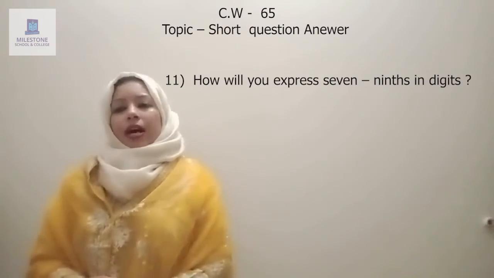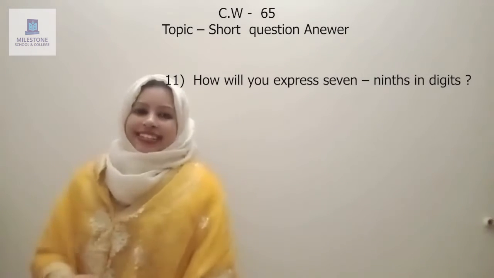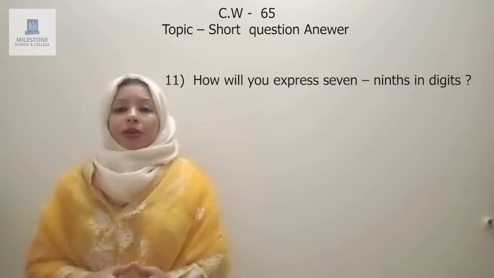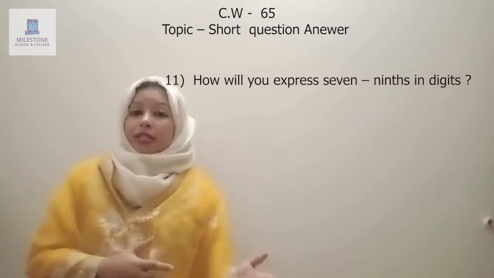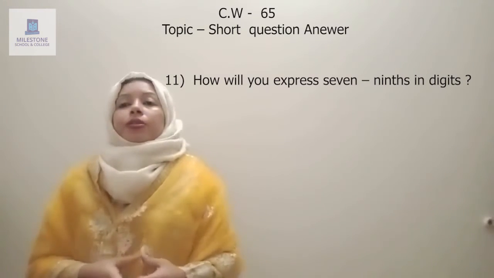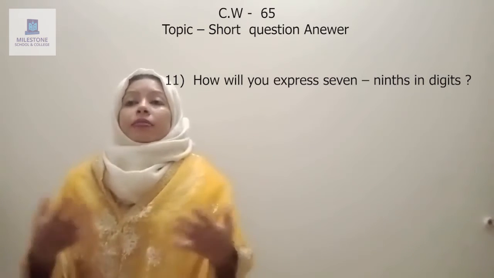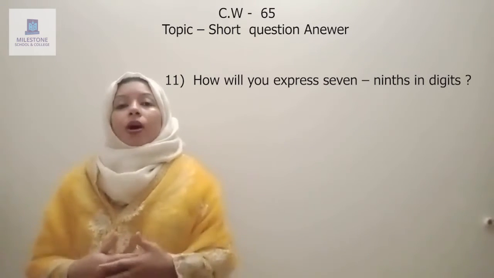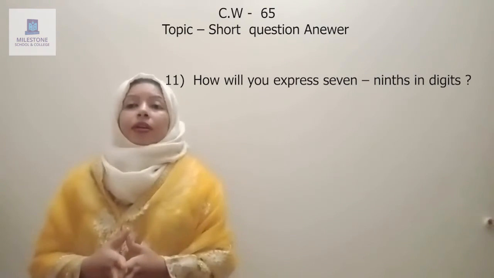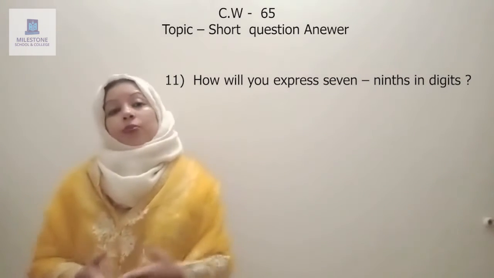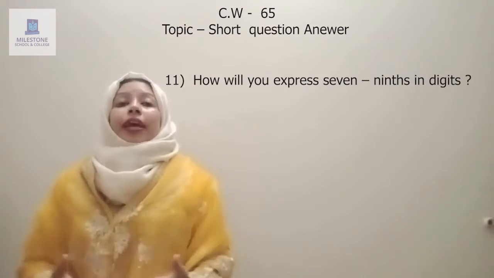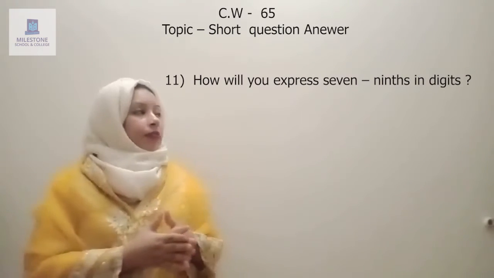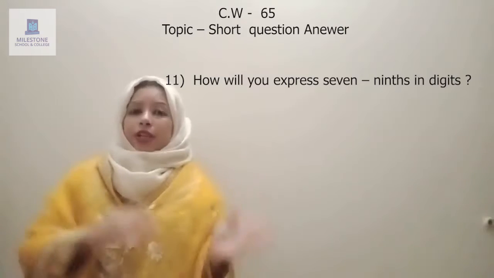So the question number 11 for you. The question is, how will we express 7 nines in digit? Students, they have given you here the word that is written 7 nines, and we have to express it as a digit. Okay, so they have given you the fraction 7 nines. You know how we always write a fraction number like this way. Whenever we have to write a fraction number as a word, we write it like this way, 7 nines, like 2/3, isn't it? So here they have given you in word that 7 nines, and we have to express it as a digit.